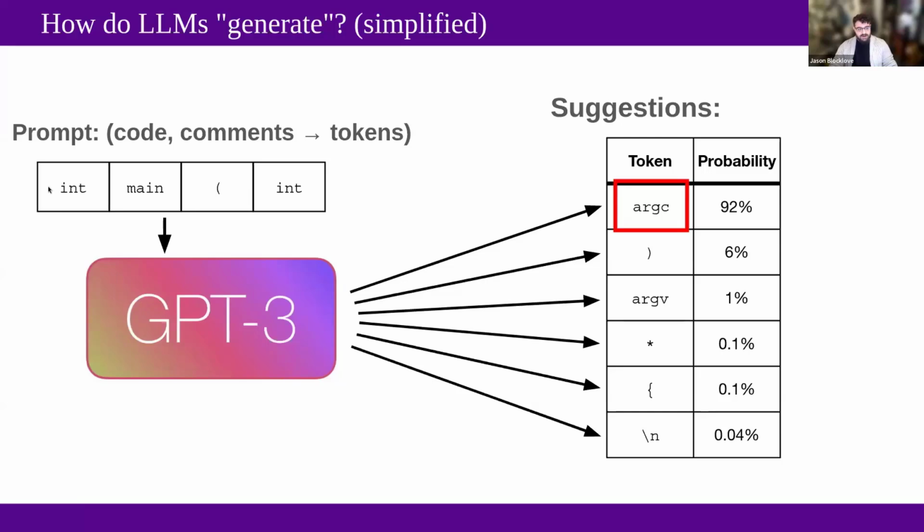So you can see here, if we prompt with int main open parenthesis int, each of those being a token, it's going to try to predict whatever the next most likely token is on the output. So in this case, 92% chance we're looking for argc because we're writing this main function. So that's what it's going to try to return to us.